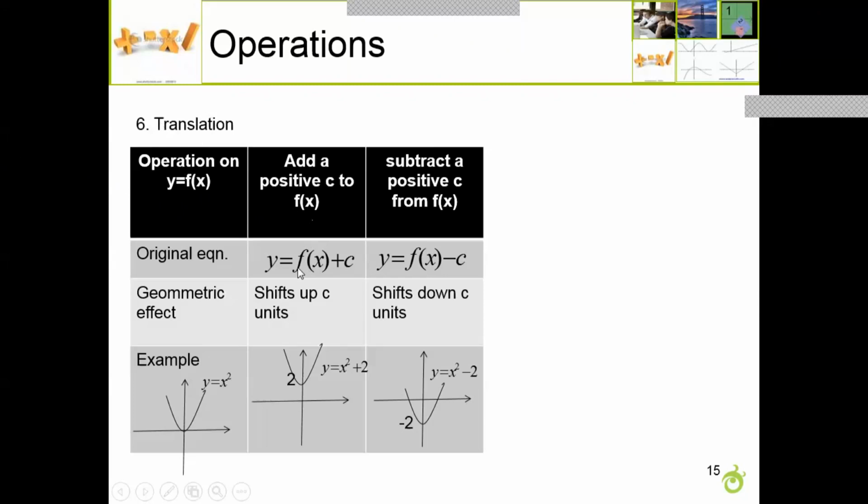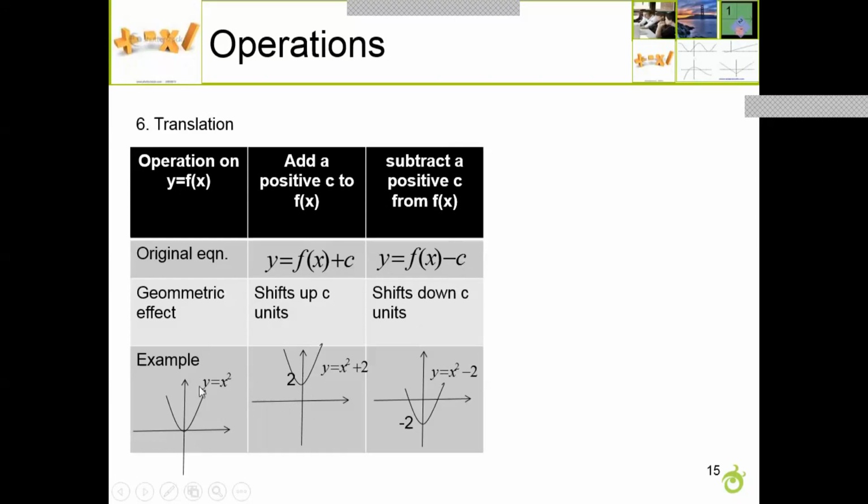So this function will become f of x plus c. So the graph of this function will shift up c units. Okay. And then if we subtract the function with c, subtract dengan c, tolak dengan c, so the graph of this function will shift down c units.